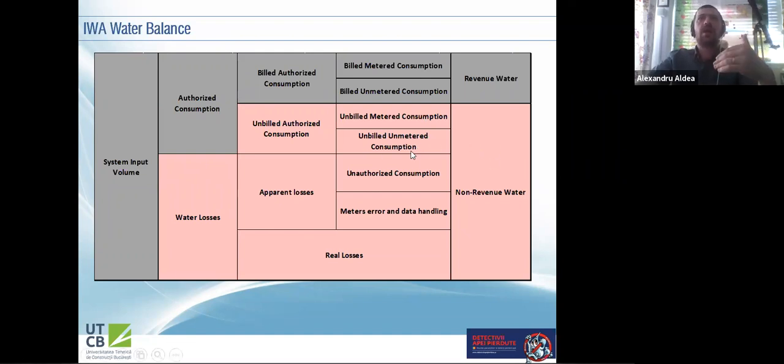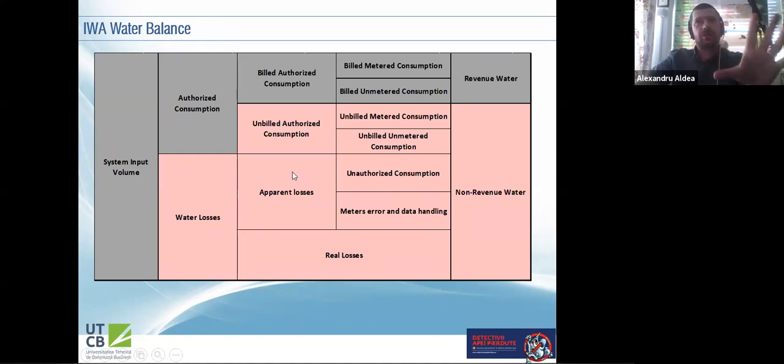Of course, there are other types of authorized consumption. Usually you find the firefighting volumes necessary for the firefighting squad. Basically, they are also unbilled, but also unmetered. So you'll find that here, and various other consumptions.